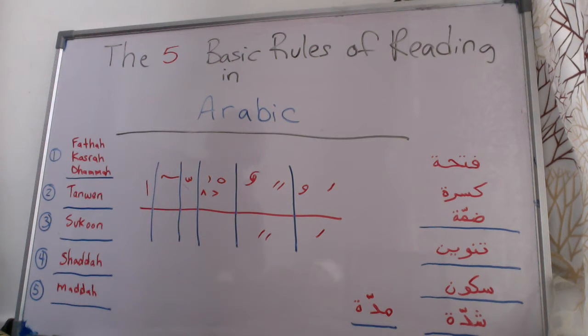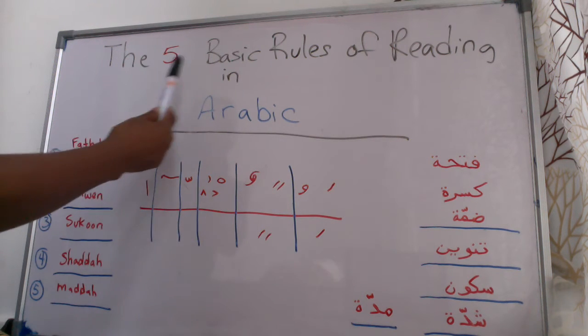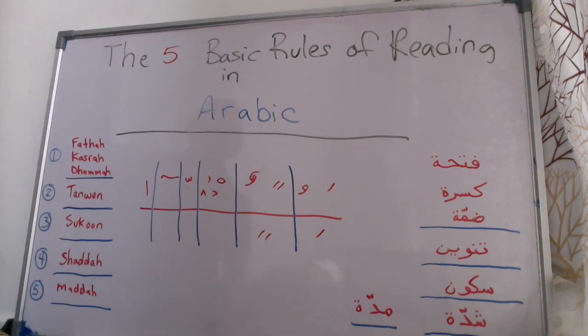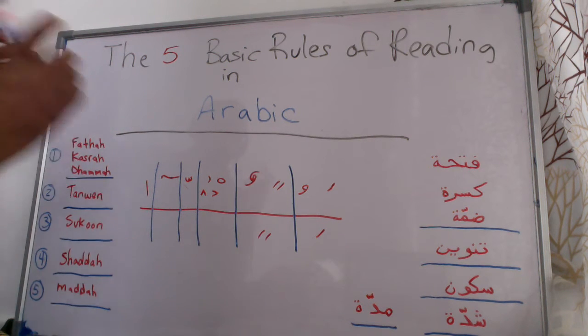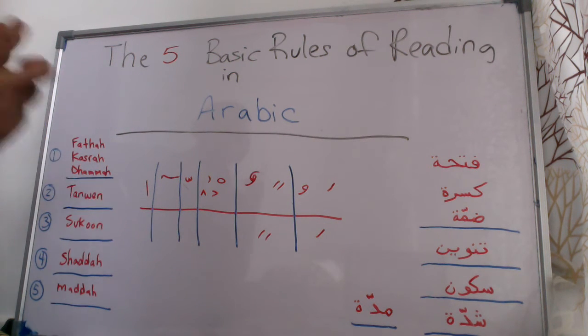Okay, welcome to the next episode, where we will talk about the 5 basic rules of reading in Arabic. 5 basic rules. You could say 10, if you break each one down, but basically, as a concept or idea, it's actually 5. So let's go over them.